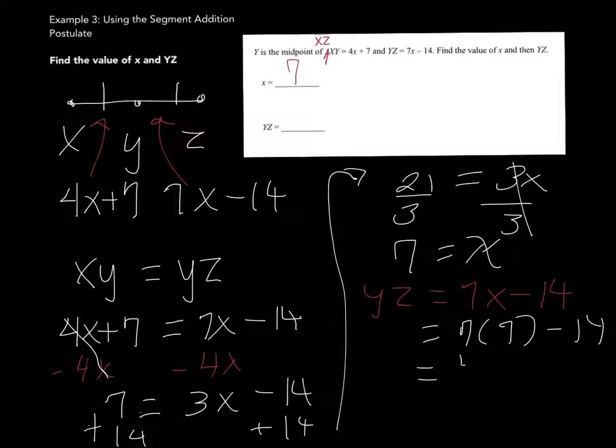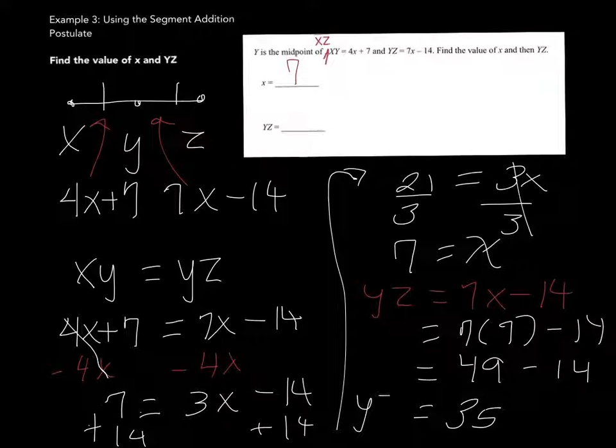7 times 7 is 49. We're going to subtract 14 from that. All right, and then 49 minus 14, well, 9 minus 4 is going to give us 5. 4 minus 1 gives us 3. So 35 is the length of YZ.